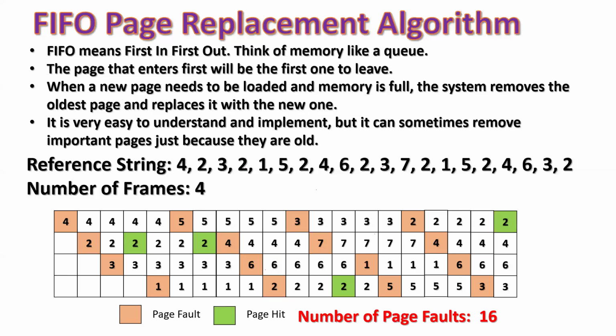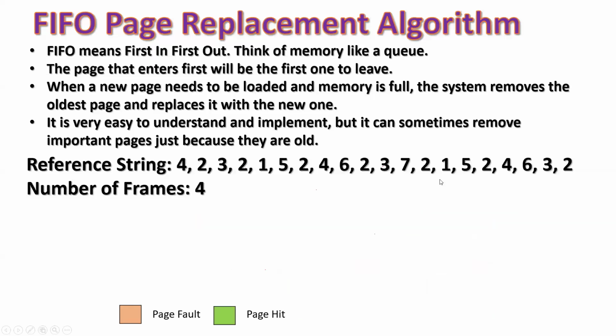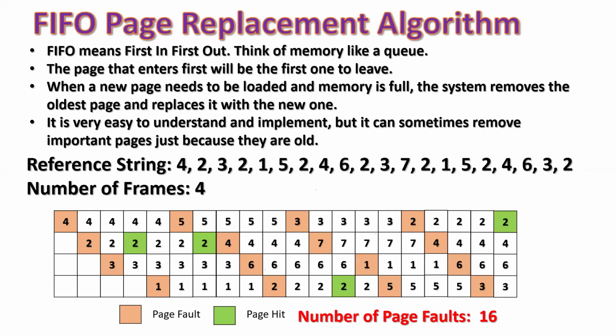This might give the impression that increasing frames always reduces page faults. But this is not always true. And that leads us to an important concept. What we saw with 3 frames, the number of page faults that we saw earlier was 17. Then when we increased the number of page frames to 4, we got 16. So one may conclude that if we increase the number of page frames, then the number of page faults could be smaller. But this is not always true. And this leads us to an important concept, something called Belady's anomaly.